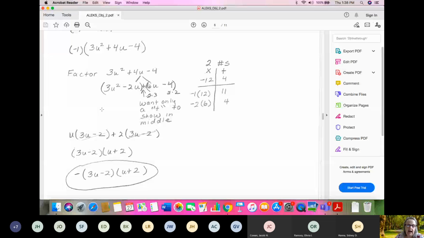And we can check. We can distribute this U through to see if, when we distribute it through, we get back this. So this is U times 3U, which is 3U squared. Check. And then U times -2 is -2U. Check. So I know that algebraically, this right here is equivalent to this. But this will allow us to factor further.